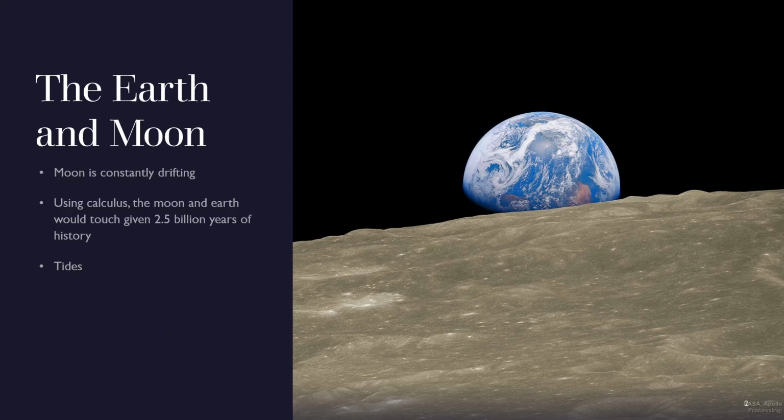So the first topic that I wanted to bring up that helps prove the young Earth model is the relationship between the Earth and the Moon. The Moon is constantly drifting away from the Earth due to the rotation and the spin and it being tidally locked. And the rate of expansion into space is being determined by calculus and has been shown that given 2.5 billion years of history, the Earth and the Moon would have been touching. Now, completely ignore the fact that the Earth and Moon would be touching. This creates a problem just if it gets even half as close to Earth.